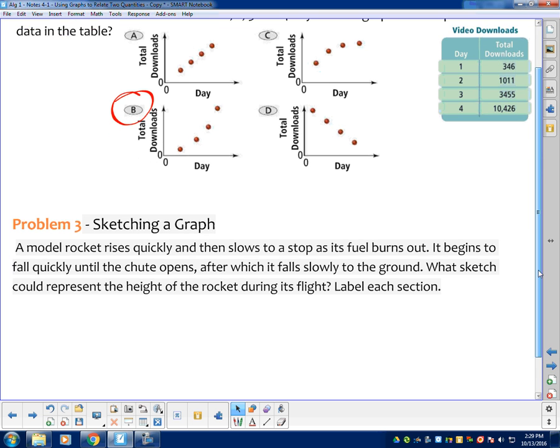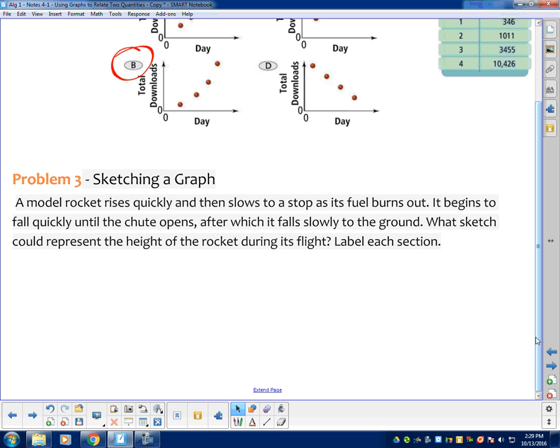All right, sketching a graph. Okay, listen guys, I'd like you to try this on your own before we put it up here. It says, a model rocket rises quickly and then slows to a stop as its fuel burns out. It begins to fall quickly until the chute opens, after which it falls slowly to the ground. So what sketch could represent the height of the rocket? So I'd like you to do this.